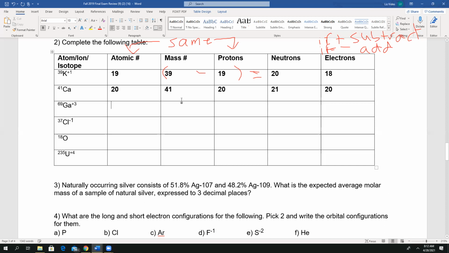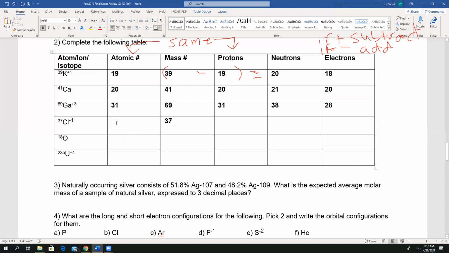The next one, oh, sorry, we start with 69 because we already have that. The next part is, where is gallium? Hello, gallium. 31, okay. So 31 goes here too. Then we subtract those two, we get 38. And then with the +3, we're subtracting from 31. So we're going to get 28, right? This one is 37 right here.